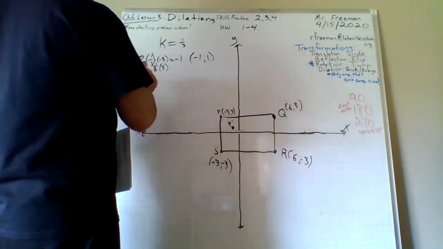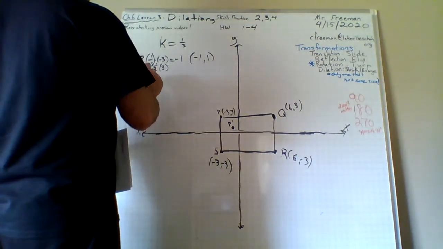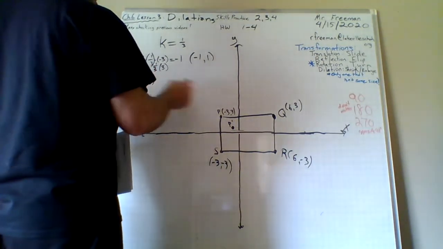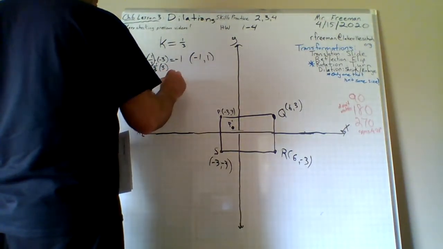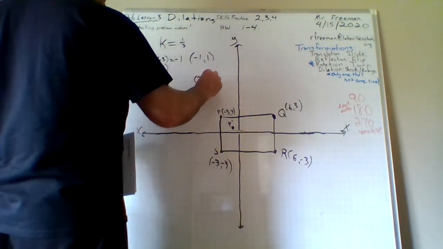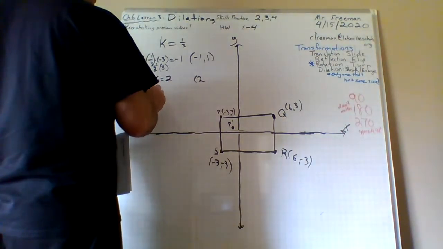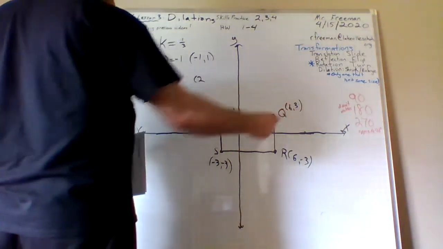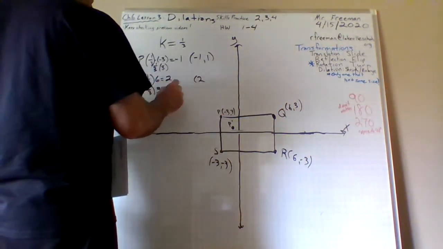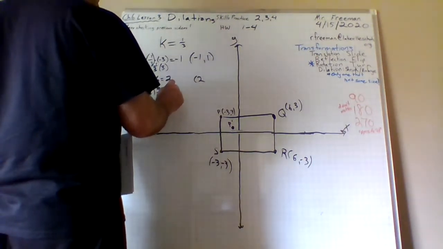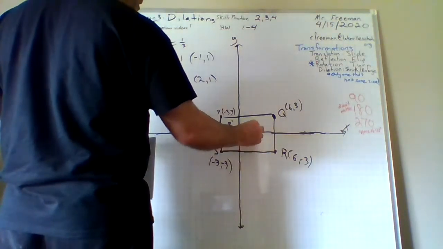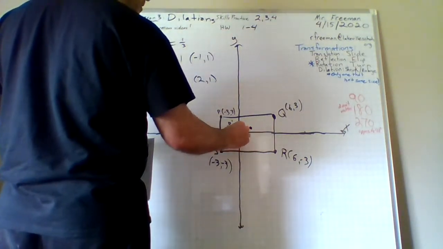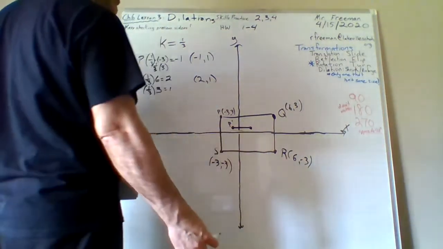Okay, for my Q, we'll say Q is going to be 1/3 times the first one, which is 6. That equals 2. So my first coordinate is 2, and it's going to be 1/3 times the second coordinate, which is 3. And 1/3 times 3 equals 1. So that's going to be 2, 1. And there's the top of my new rectangle.